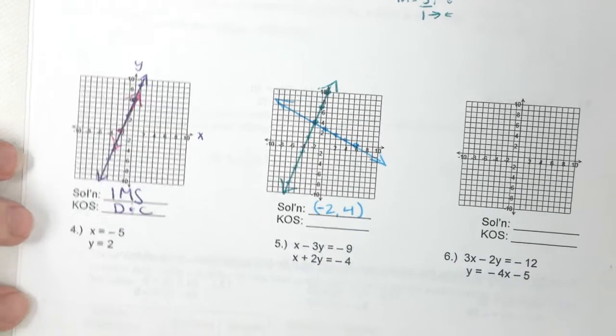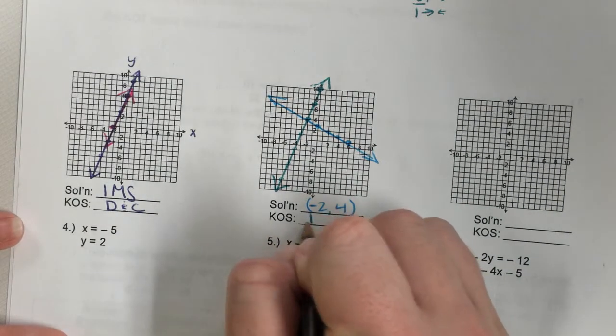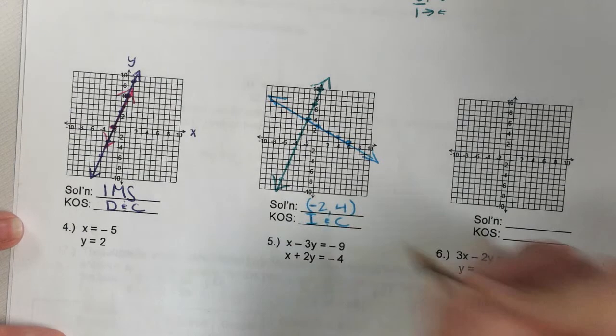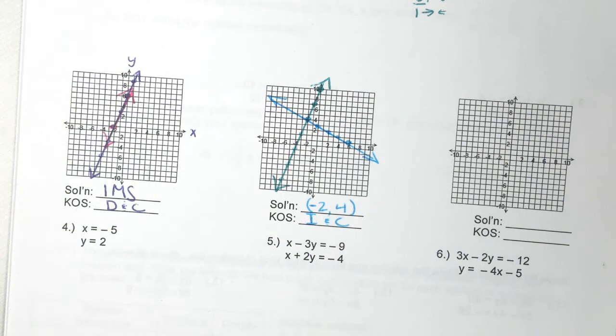Okay, and the kind of solution is independent and consistent. Consistent because there is a solution, independent because there's only one.